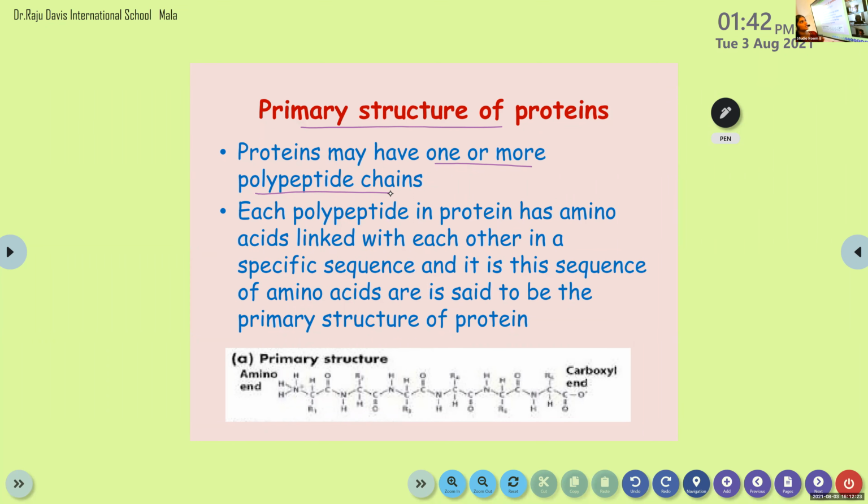The reaction is the same: a peptide bond is formed, that means elimination of water takes place. So the amino acids are joined together to form this polypeptide. One or more polypeptide chains present in proteins follow a particular sequence with the elimination of water, with peptide bond or peptide linkage. This is the primary structure of protein.